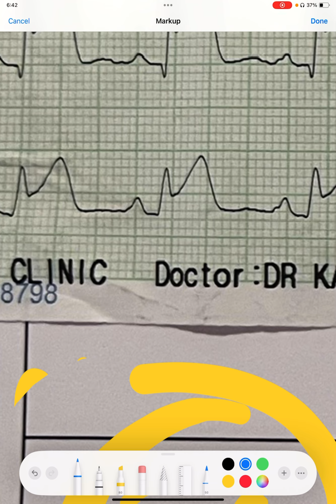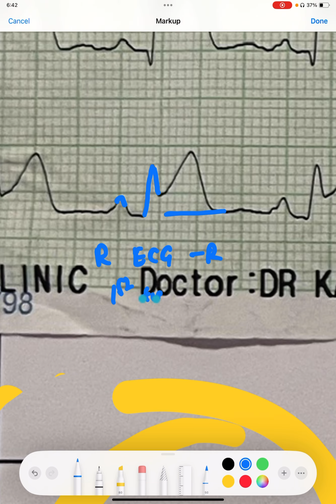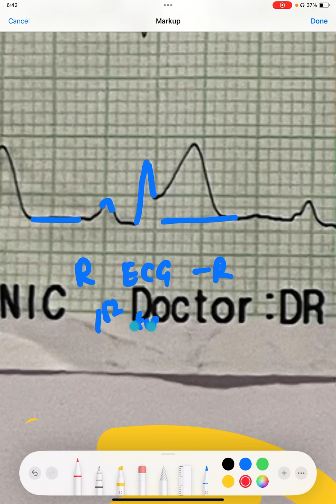We know that this is a P wave. This is the R wave, because it is the first positive deflection after P. The first negative deflection after R is S, and it should actually touch the baseline. Here it is not touching the baseline; in fact, it is raised from the baseline. So we can very clearly say that this is S and this is basically a T wave. This is the ST segment and it is elevated.